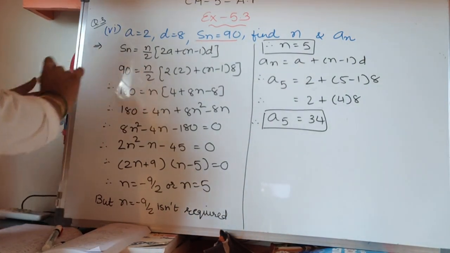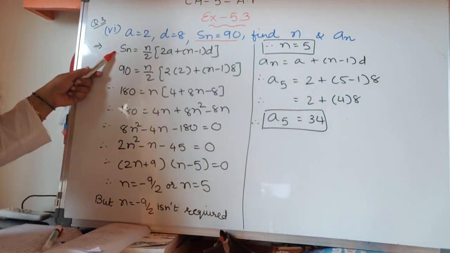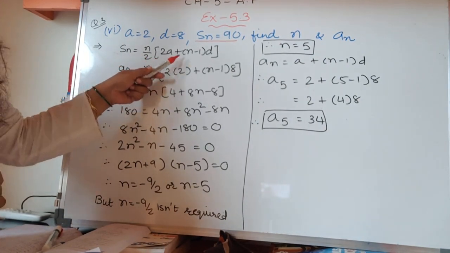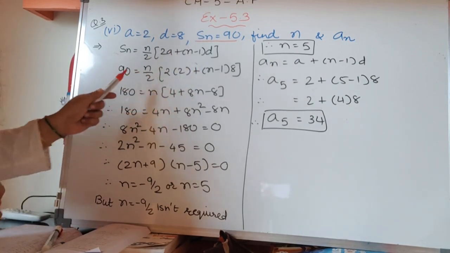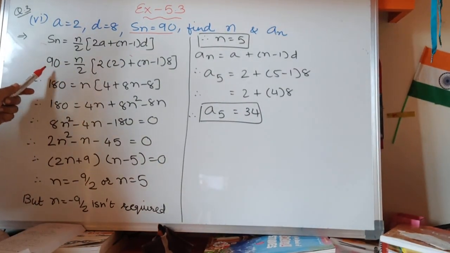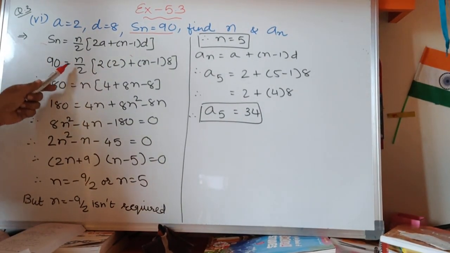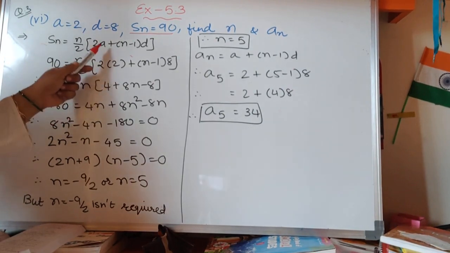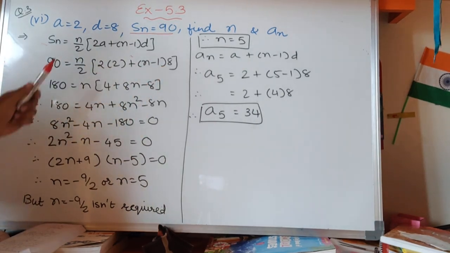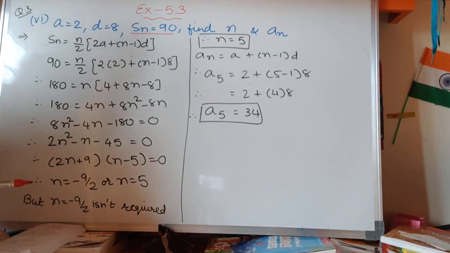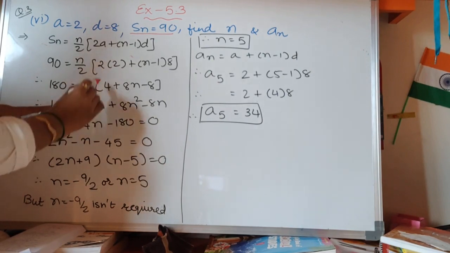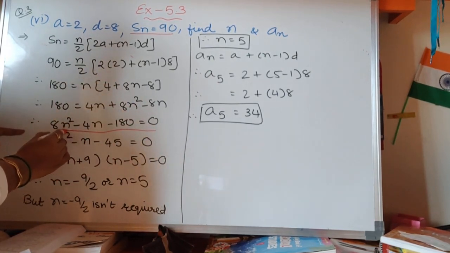So we are using our formula of Sn is equal to n by 2 into the bracket (2a plus (n minus 1)d). Therefore 90 is equal to n by 2 into (2 times 2, because a is equal to 2, plus (n minus 1), and the d value is 8). After substituting the values, we get this equation.